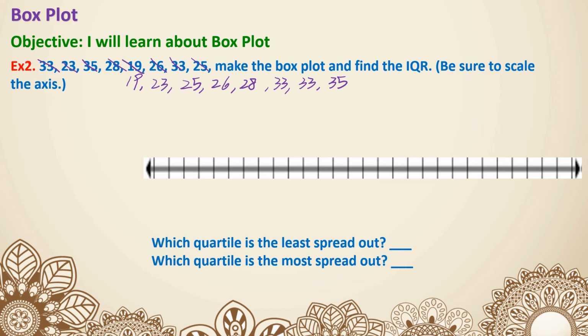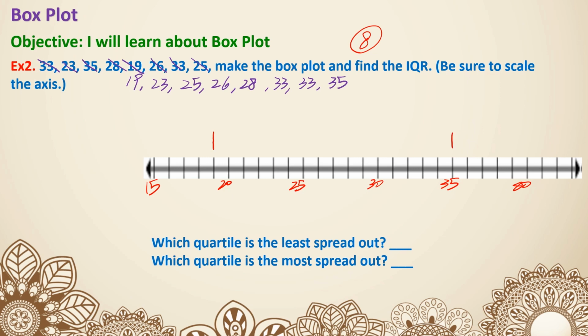Okay, we have 8 numbers. So let's start labeling them on the number line. You can choose to label them by 5s. So let's start with 15. 16, 17, 18, 19, that's a 20. 1, 2, 3, 4, 25, 6, 7, 8, 9, 30. 1, 2, 3, 4, 35, 6, 7, 8, 9, 40. There we go. Okay, so first, the minimum is 19, and the maximum is 35.